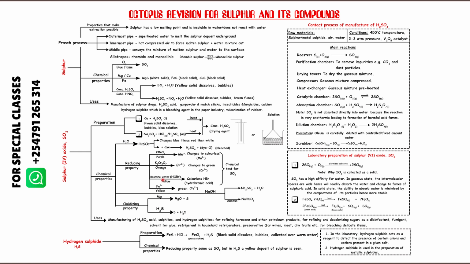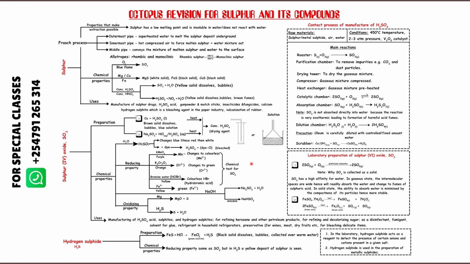Then we have bromine water, which is yellow. Bromine water, which is yellow, is reduced by sulfur(IV) oxide to hydrobromic acid, which is colorless. And the change in color with manganate(VII), potassium dichromate(VI), and the use of bromine water is the chemical test for sulfur(IV) oxide.